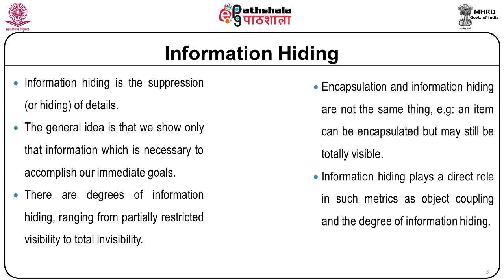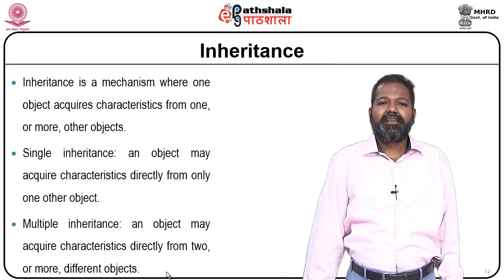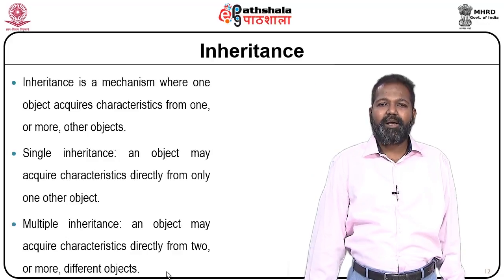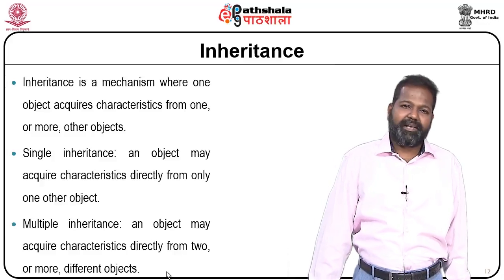Encapsulation and information hiding are not the same thing. For example, an item can be encapsulated but may still be totally visible. Information hiding plays a direct role in such metrics as object coupling and the degree of information hiding. Inheritance. Inheritance is a mechanism where one object acquires characteristics from one or more other objects.